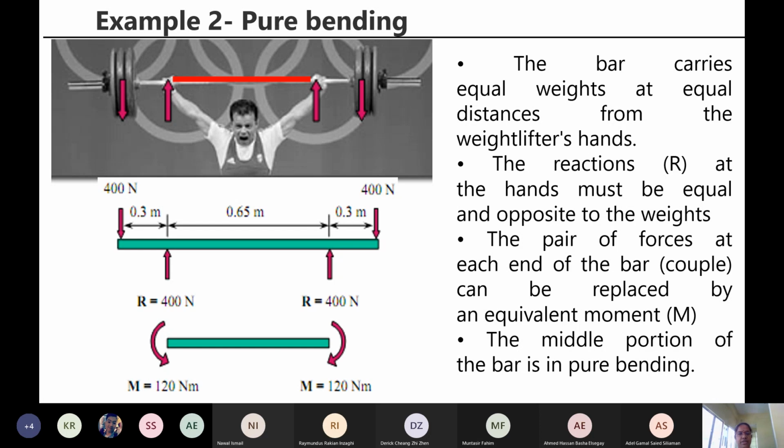The bar carries equal weights. See here, the weightlifter, he's a weightlifter, wrestler we say. When he is lifting up, don't worry about the wrestler, just forget about this part. Wait, open this one.